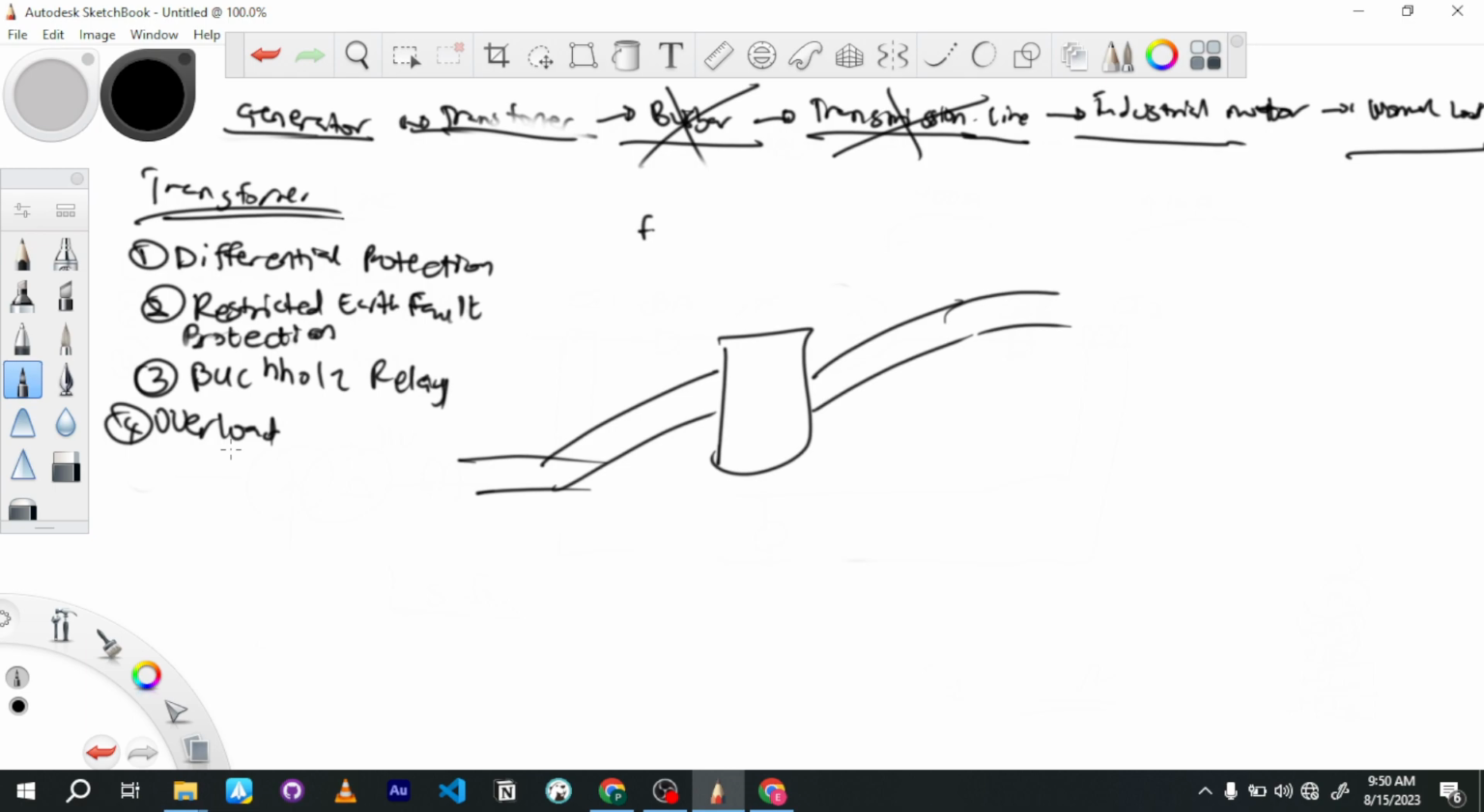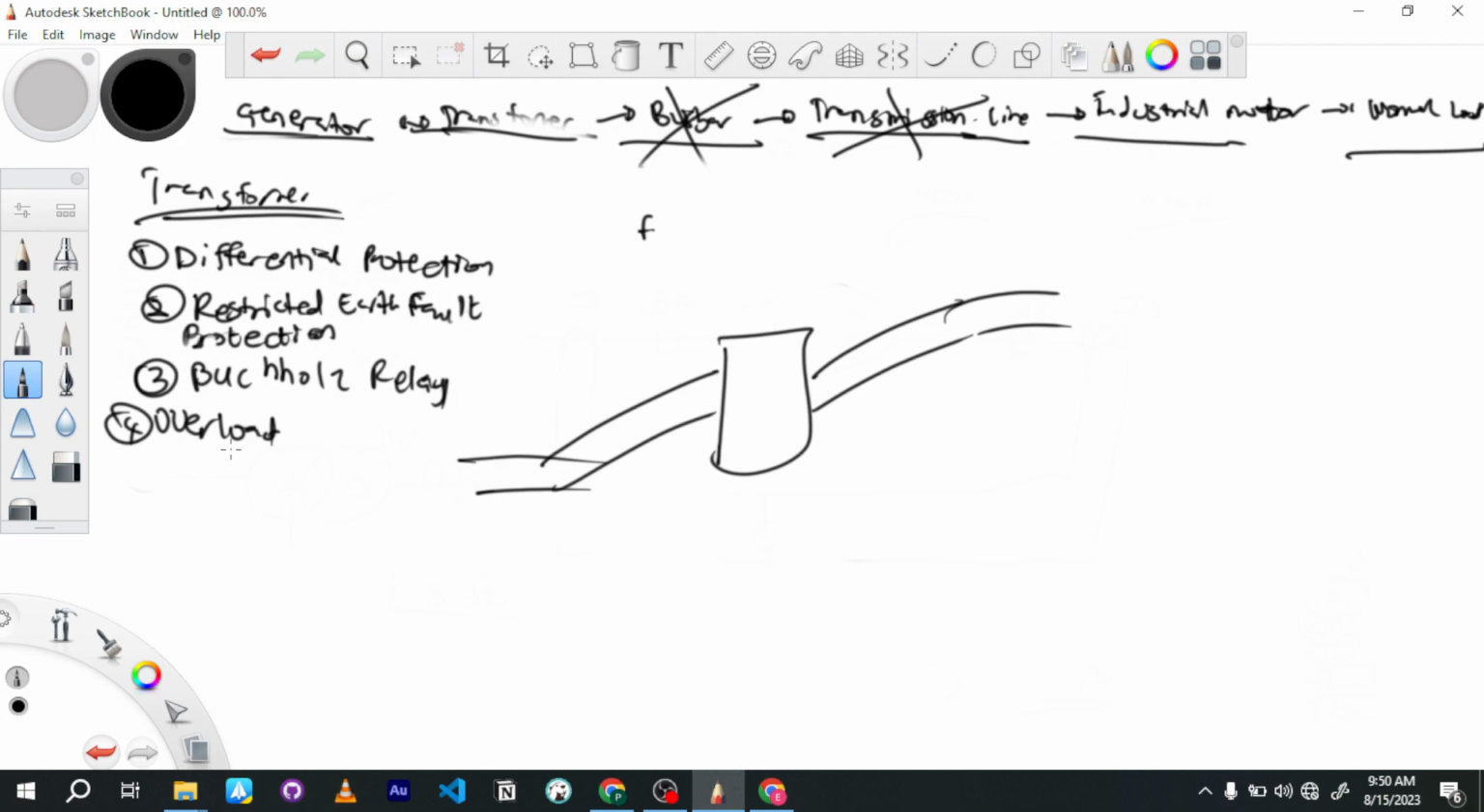So this is how we protect our transformer in our system. We use differential protection, we use restricted earth fault protection, we use the Buchholz relay for mechanical faults, and we use the overload relay for heat. Okay, cool. And so we have the generator. That is next.